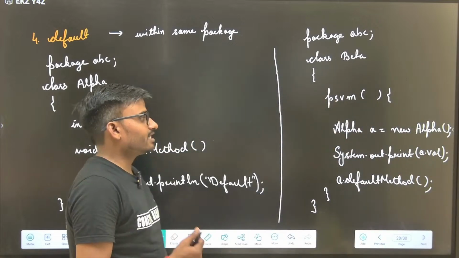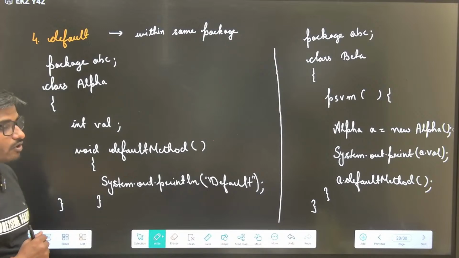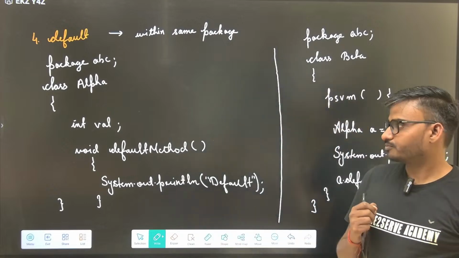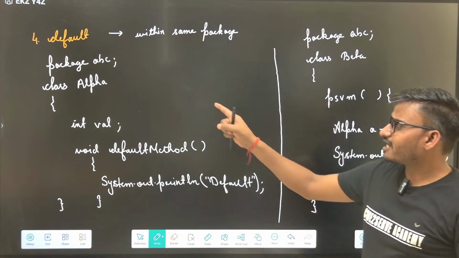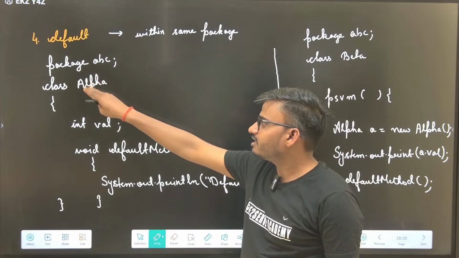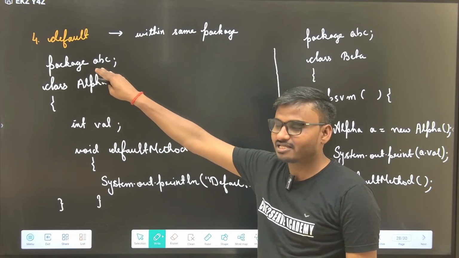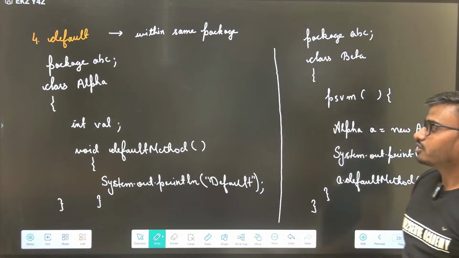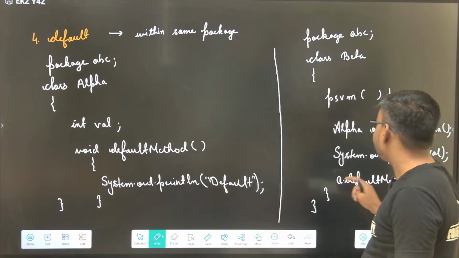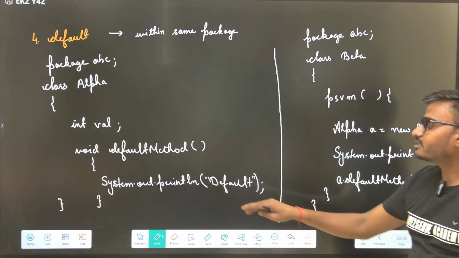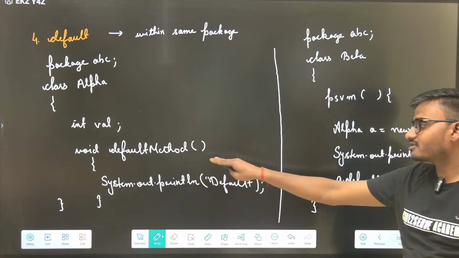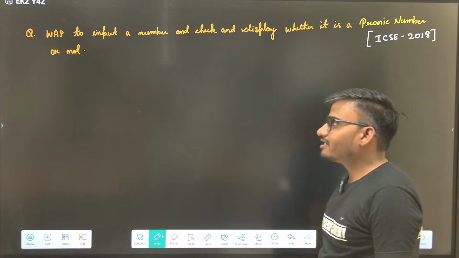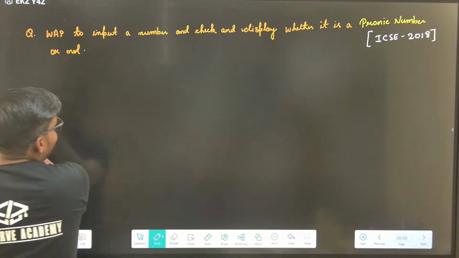Okay. So let us see the case of default. I already mentioned it is accessible within the same package. Okay. So from the same package, that means ABC alpha is present inside the ABC package and beta is present inside the ABC package. Then only we are able to access this val, a.val, and similarly, then only we are able to access the default method. Got it? Now, let us have a look at the problem that is given over here.